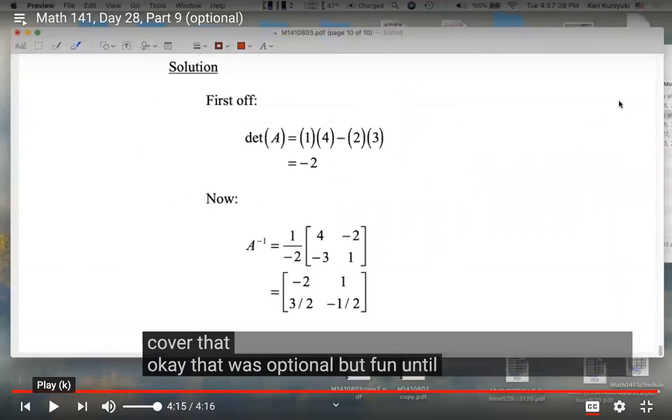Now, 8.4 is not optional. You have to know that stuff and do the homework for 8.4. All right. So any questions? The previous section is optional. Any questions? 8.4 next is required.